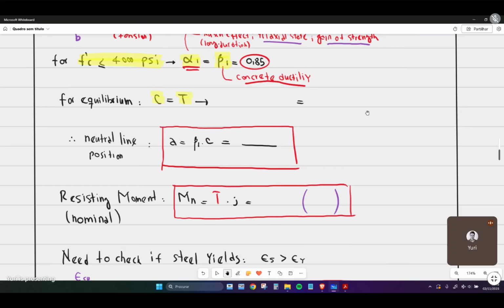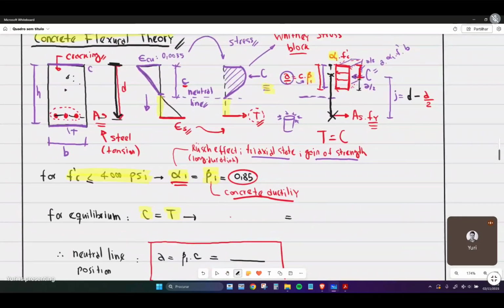The force in concrete, as we saw previously, equals the volume of the stress block times its stress. So it's going to be, as we said, alpha 1 times f'c, multiplied by its depth, a, multiplied by the width of the compressive stress, which is the width of the beam. So this was very simple.